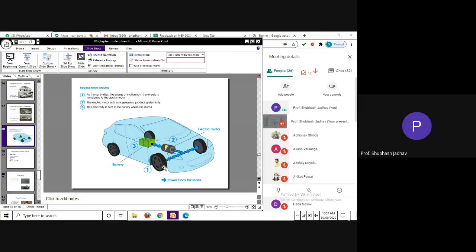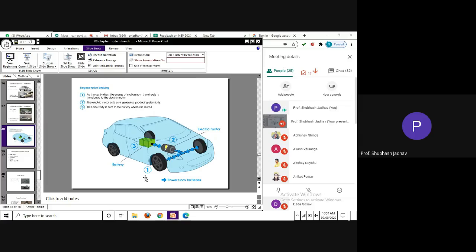is being charged. Okay, so this is the concept of regeneration. Okay, so here it is written, as the car brakes, the energy of motion from the wheel is transferred to the electric motor. The electric motor acts as a generator, producing electricity. This electricity is sent to the battery where it is stored.